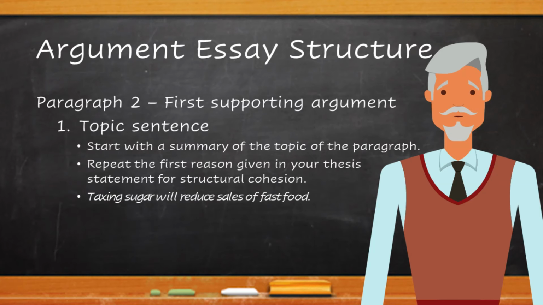Here we switch to paragraph 2, the first supporting argument. Unlike in the introduction with the main idea summarized at the end of the paragraph, body paragraphs begin with a summary of the main idea in the first position. We call this first sentence the topic sentence. Let's break it down. Begin the second paragraph with a topic sentence that summarizes the main idea of the paragraph, and includes the first of the 2 reasons mentioned in your thesis sentence. This repetition of ideas helps the reader see the connection between your second paragraph and your introduction. We call this type of connection structural cohesion.